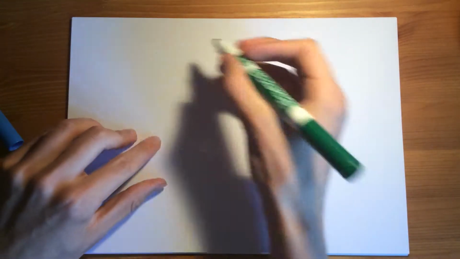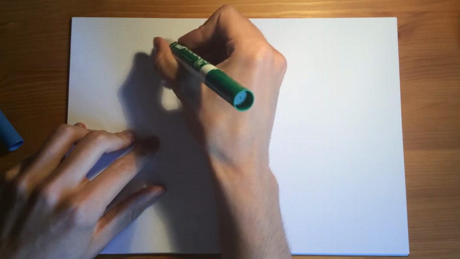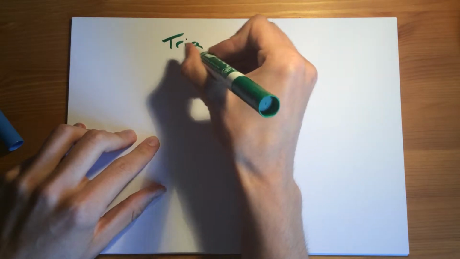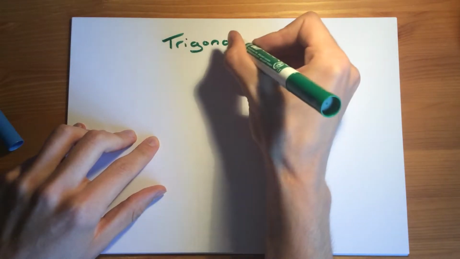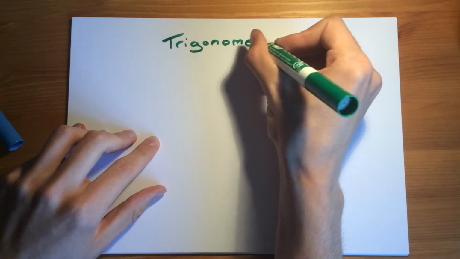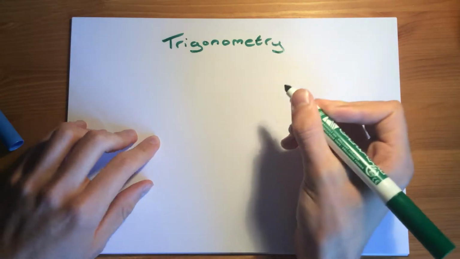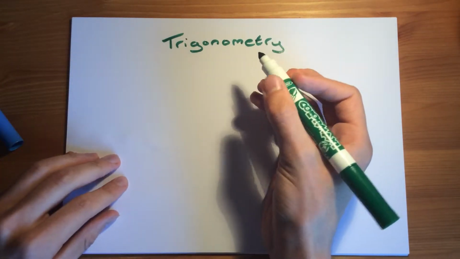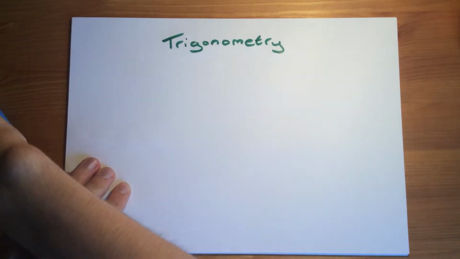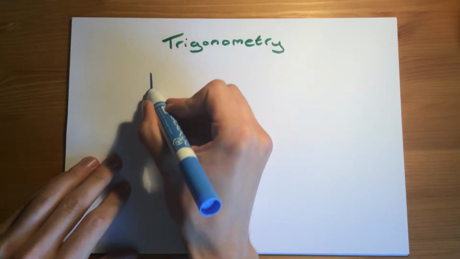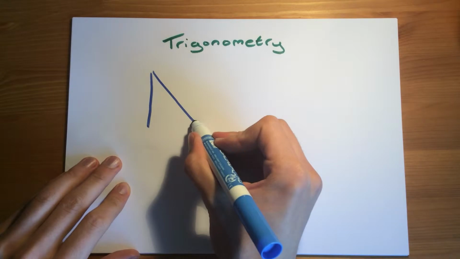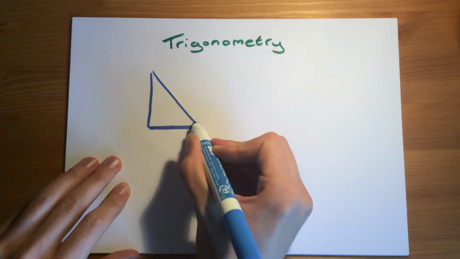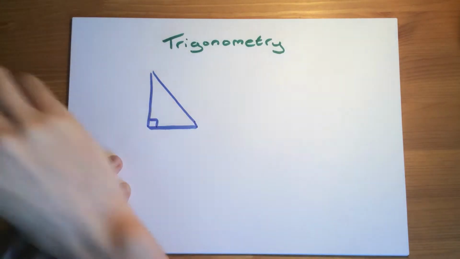Hi there. So I'm going to do a brief introductory video to a mathematical tool called trigonometry. Trigonometry is to do with triangles, and at the most basic level is to do with right angled triangles. So we'll start with some definitions.